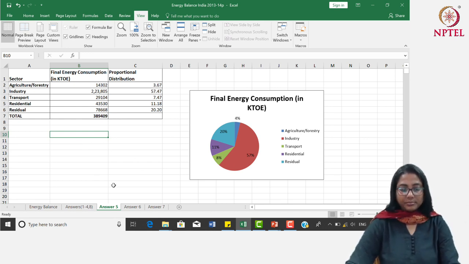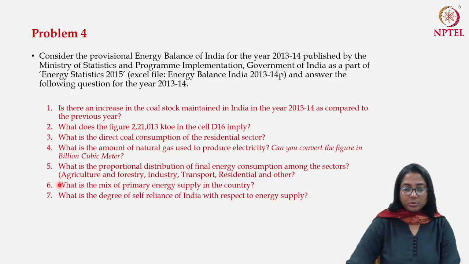sectors. Let us move on to question number 6. So question 5 was with regard to the composition of demand, and now we are moving on to the composition of supply. And it says, what is the mix of primary energy supply in the country? So what are the different fuels that are actually forming the energy supply pool with respect to the primary energy in the country?